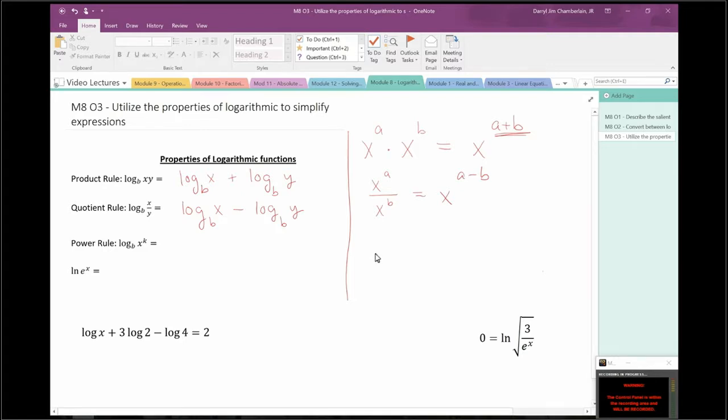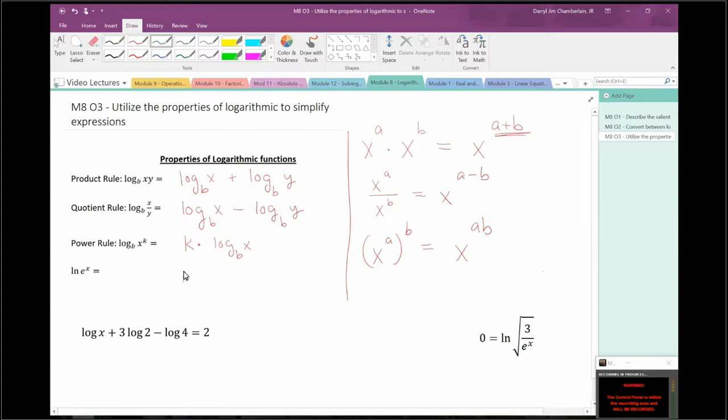Now, the last one. If I have x to the a to some power, I would multiply my exponents. And that's kind of what's going on here. I'm going to multiply by my original piece.